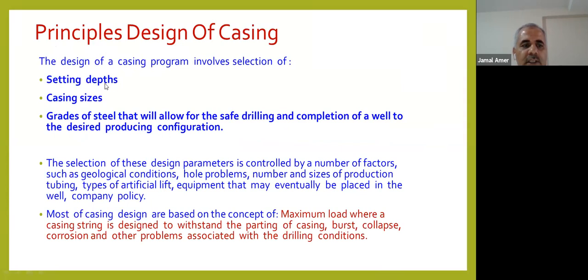casing design include setting depths. What does that mean? Setting depths, casing sizes, grades. These 3 points describe what we mean by casing design. So when we want to design it, we have to select the setting depths. Setting depth means at which depth we will set the casing, surface casing or intermediate casing. The depth for surface casing is about, as an example, 1,300 feet.